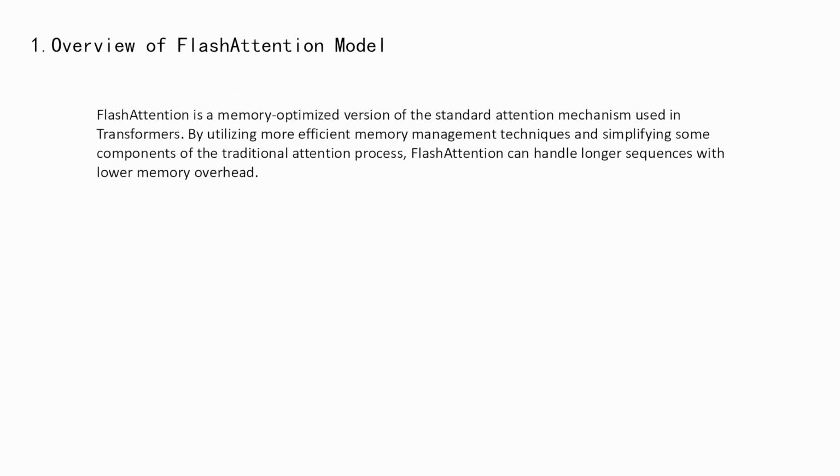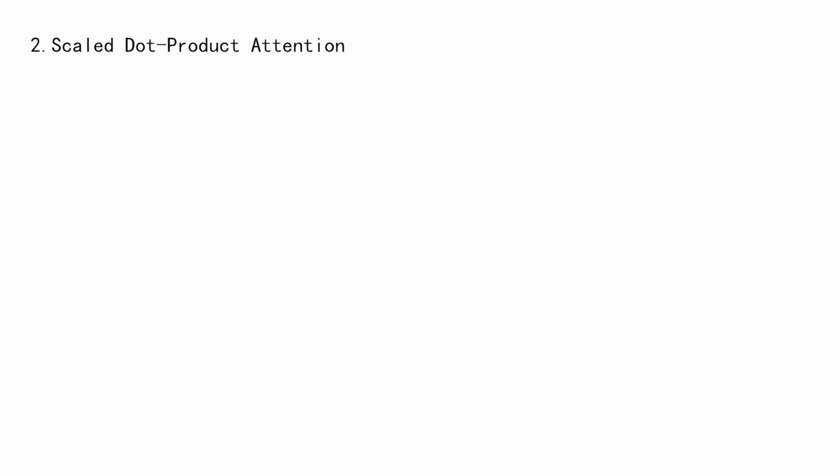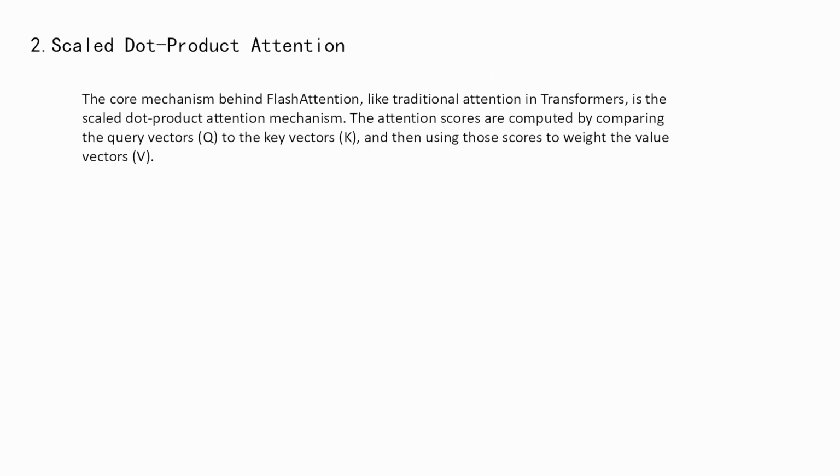By utilizing more efficient memory management techniques and simplifying some components of the traditional attention process, FlashAttention can handle longer sequences with lower memory overhead. Scaled dot product attention. The core mechanism behind FlashAttention, like traditional attention in transformers, is the scaled dot product attention mechanism. The attention scores are computed by comparing the query vectors to the key vectors and then using those scores to weight the value vectors.